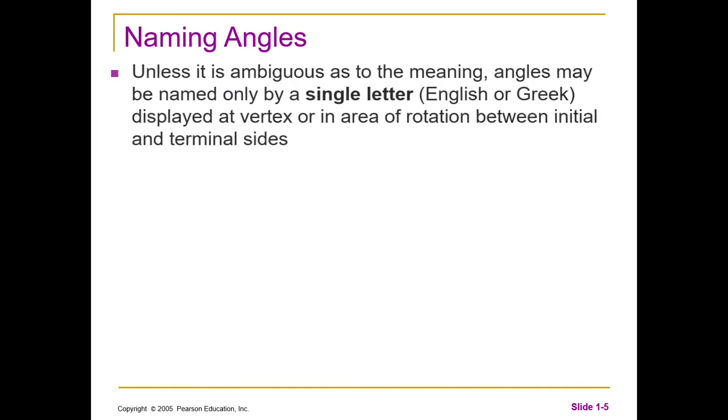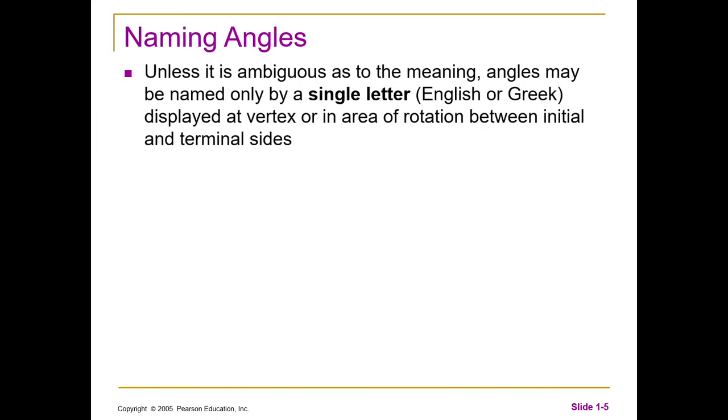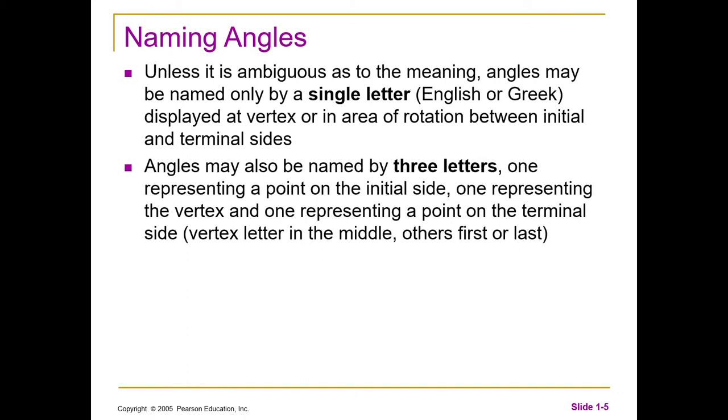On naming angles: unless it is ambiguous, angles may be named only by a single letter, using an English or Greek letter displayed at the vertex, on the area of rotation between the initial and terminal sides. An angle may also be named by three letters, one representing a point on the initial side, one representing the vertex, and one representing a point on the terminal side. The vertex letter is in the middle, with the others first or last.